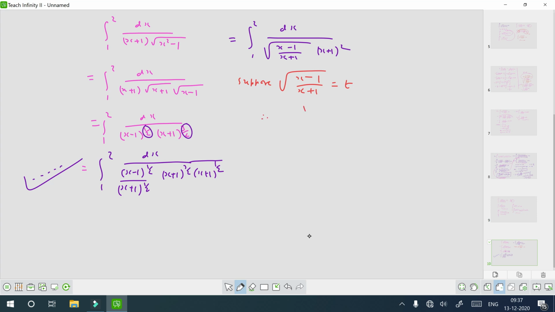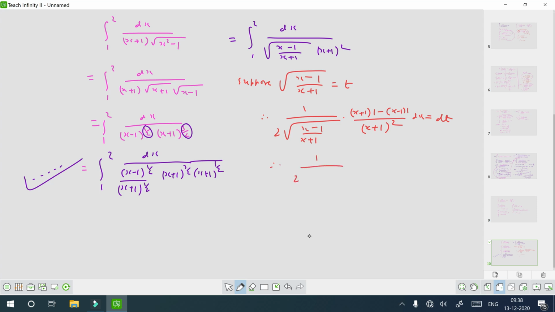Directly you can differentiate it also. Root something, 1 upon 2 root something, into the derivative of (x minus 1) over (x plus 1). Use the division rule: denominator as it is times the derivative of the numerator, minus numerator as it is times the derivative of the denominator, over denominator squared, into dx is equal to dt.